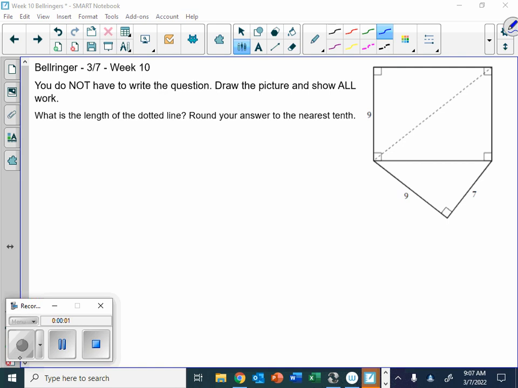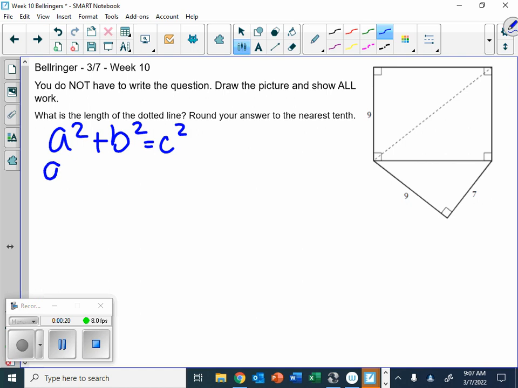Have a picture drawn. Alright, so for this triangle right here on the bottom, am I missing a leg or a hypotenuse? Hypotenuse, okay, is that A, B, or C? C, good. Okay, so that means my two legs can be either A or B, doesn't matter.